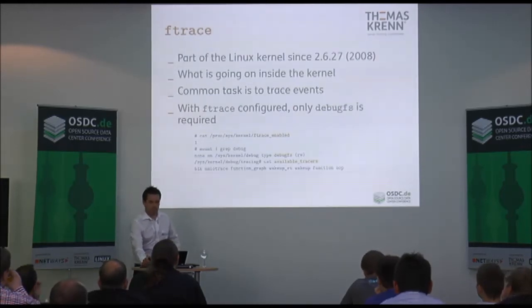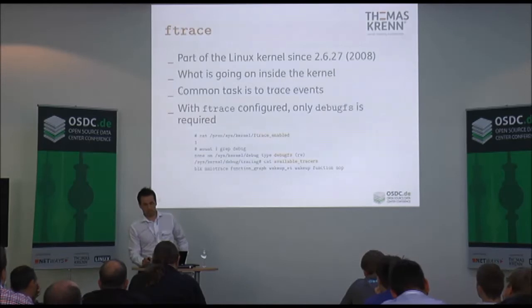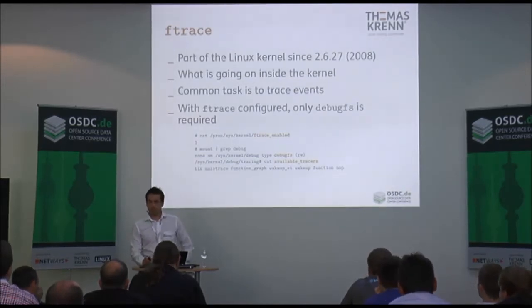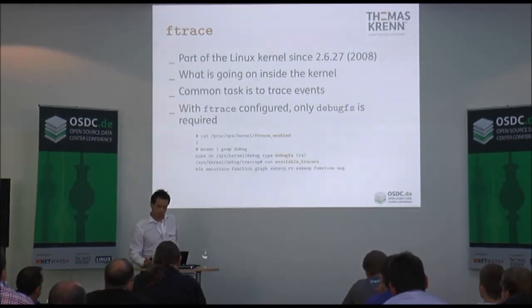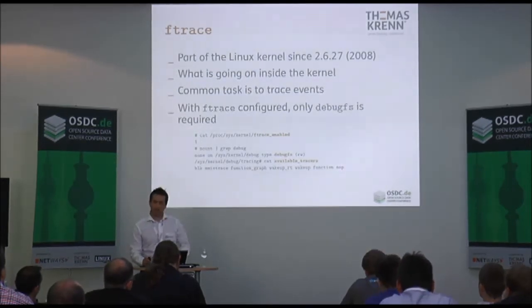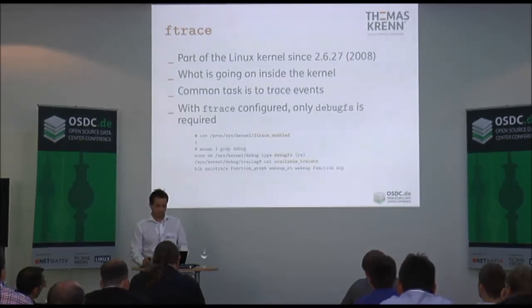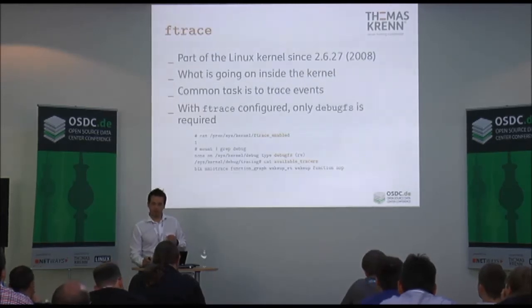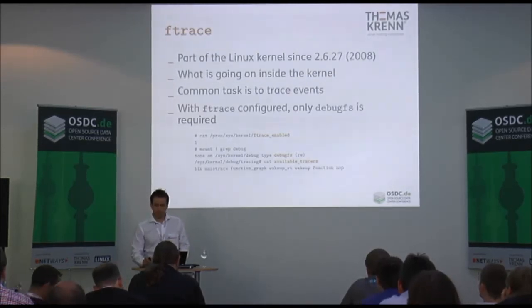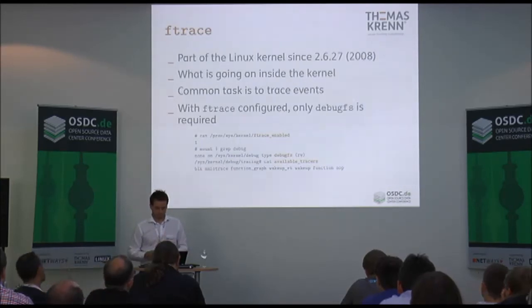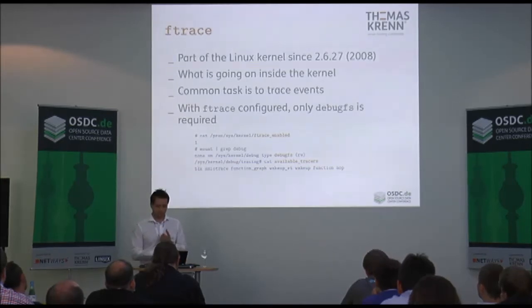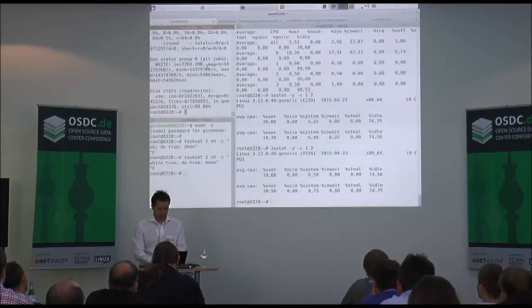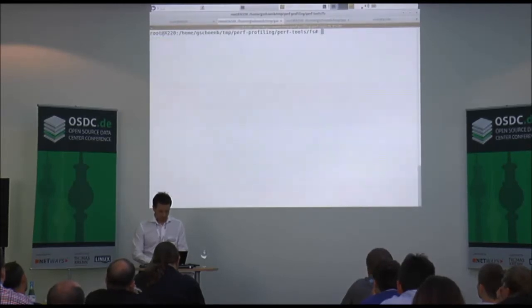Ftrace has been part of the Linux kernel since 2.6.27, since 2008. And you can check with ftrace what is going on inside the kernel. The common task is to trace events and to see what my process is doing in the kernel. With ftrace configured already in the kernel, the only thing you need is the debug file system, and then you can use ftrace. So most users complain, okay, there's no simple example on how to use ftrace, but I can show you that there's no magic behind it.